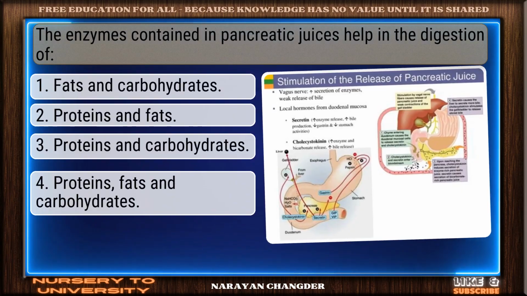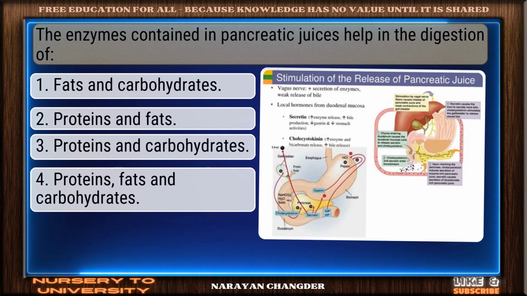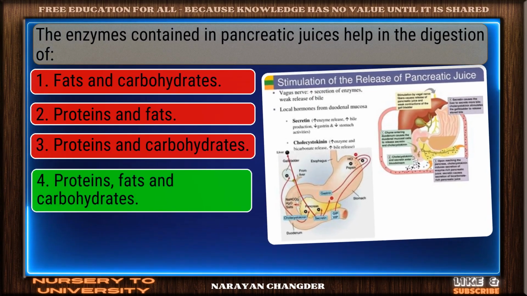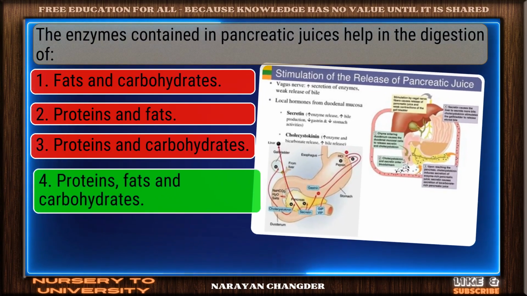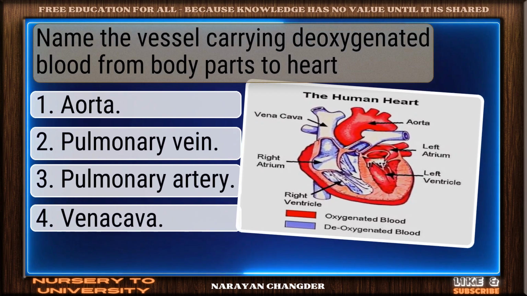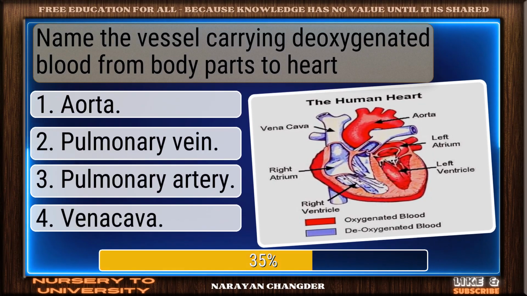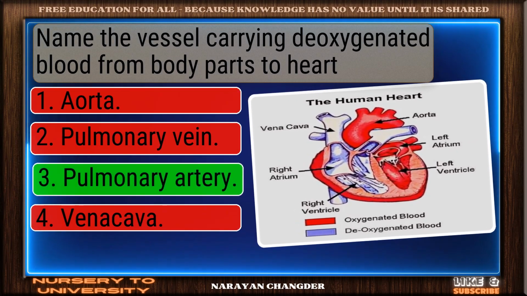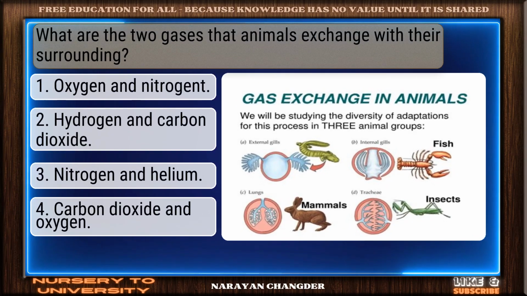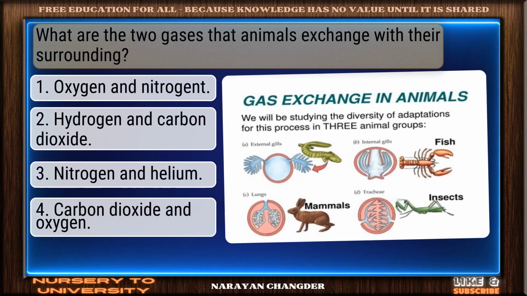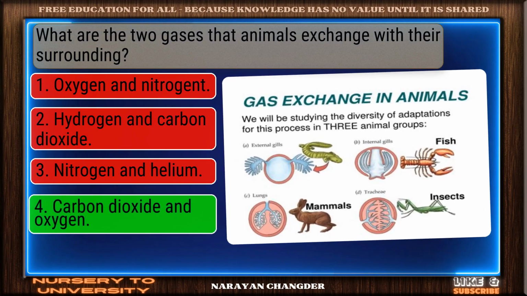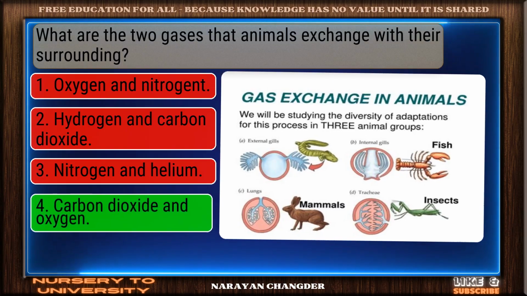The enzymes contained in pancreatic juices help in the digestion of. Strong choice. Proteins, fats, and carbohydrates is right. Name the vessel carrying deoxygenated blood from body parts to heart. Right choice. Pulmonary artery is best. What are the two gases that animals exchange with their surrounding? Valid point. Carbon dioxide and oxygen is true.